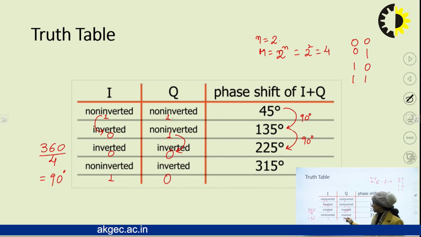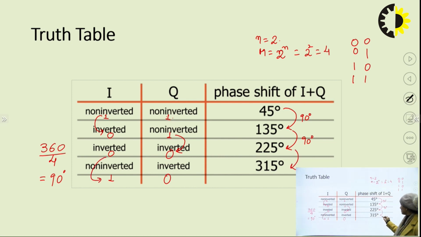For another bit variation, I can observe there is a phase shift of 90 degree. Right? I can easily say that if I consider this as quadrant, here my dibits must appear. Right? How should these appear?